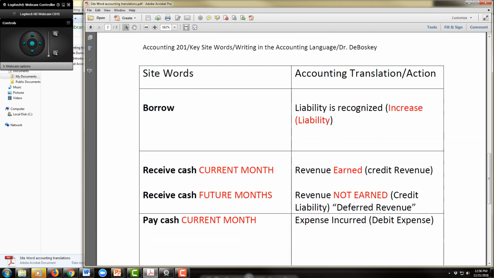Other sight words that you need to be aware of is the sight word borrow. Borrow generally means a liability is recognized. You need to increase a liability. Generally, the word borrow means if it's long-term, you generally will recognize a notes payable. If it's short term for less than a year, generally it's accounts payable.